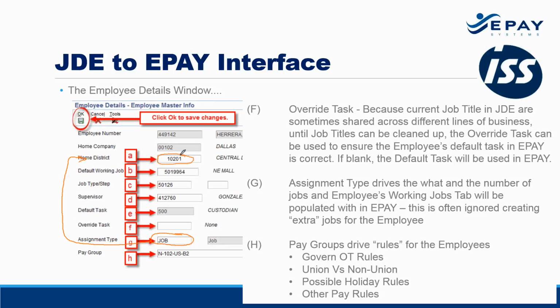So sometimes the question becomes, I look over in Blueforce and I see this employee assigned to 25 different jobs. Why? This is exactly the reason why. If they are a district assignment type, they're going to get all the jobs available to them within that district.